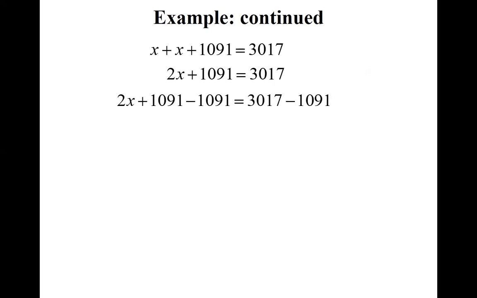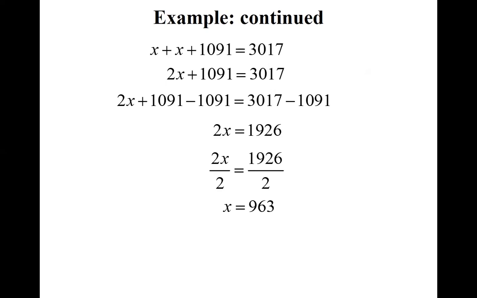Combine like terms on the left. X plus x is 2x. Let's get the 2x by itself, so subtract 1,091 from both sides. That gives us 2x equals 1,926. Divide both sides by 2, we get x equals 963.